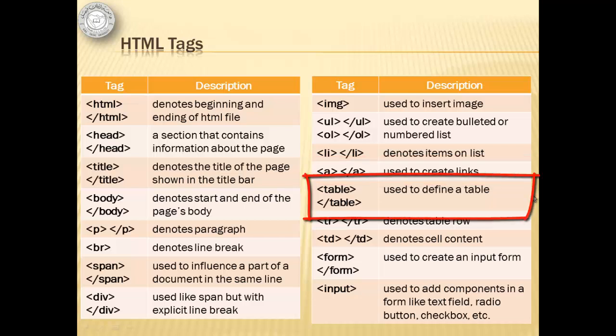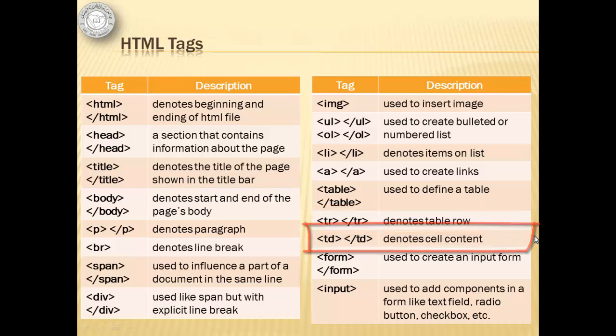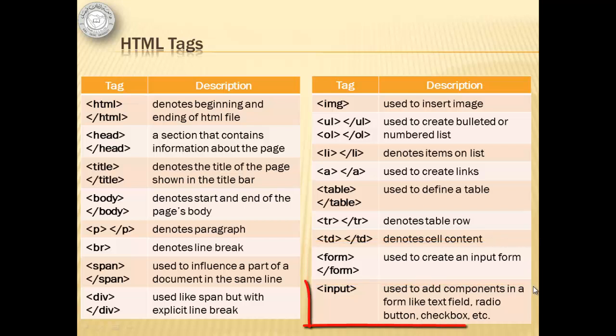Table used to define a table. TR denotes table row. TD denotes cell content. Form used to create an input form. Input used to add components in a form like text field, radio, button, checkbox, and others. Now that we are familiar with the IDE and have reviewed HTML tags, we can proceed in creating our first ASP.NET website.